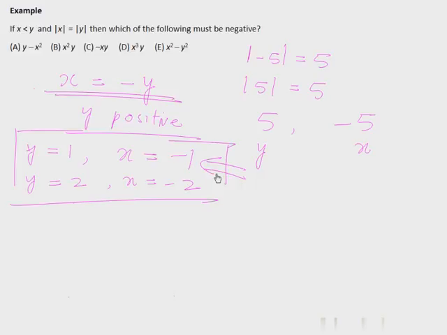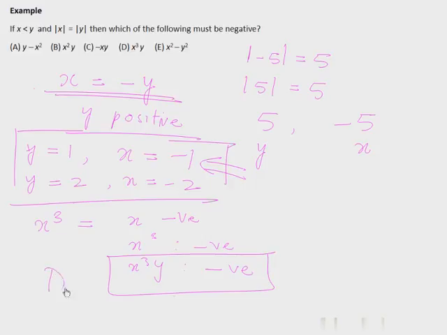That rules out C. X cubed y. That's interesting. X cubed. Well, x is negative. So x cubed is also going to be negative because it's the product of three negative numbers, which is negative. X cubed y, therefore, is going to stay negative because y is positive. So x cubed y is always going to be negative. The answer is D.